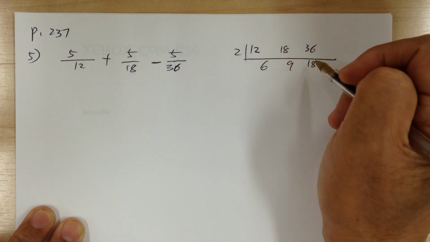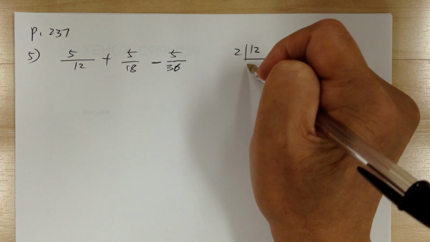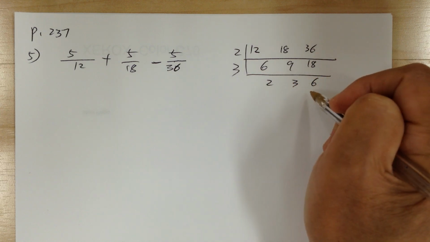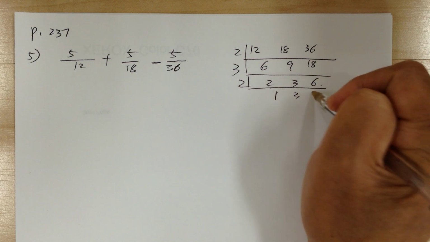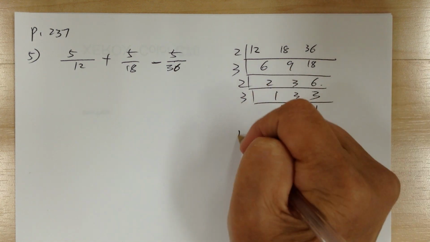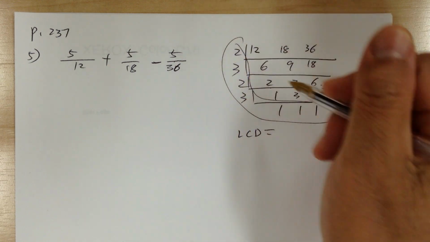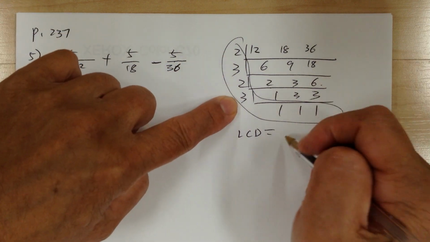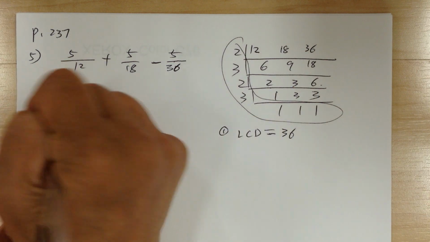Now for the LCD, as long as two numbers can divide, you can divide already. But let's do the 3. So divide by 3, and you get 2, 3, and 6. Now these two are even, so you can divide by 2. It would be 1, 3, and 3. And divide by 3, so it would be 1, 1, 1. So the LCD is all of this multiplied together. 2 times 3 is 6, 2 times 3 is 6, so it gives you 36. So that's your step 1, get your LCD.